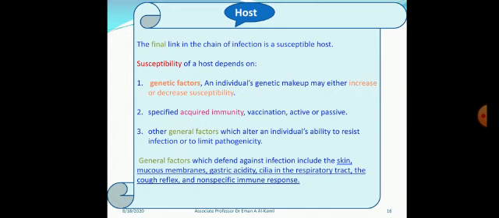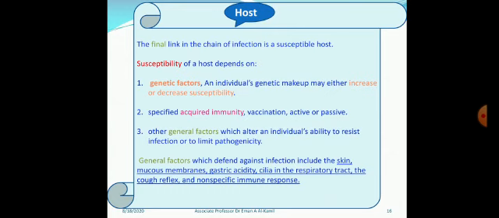The host. The final link in the chain of infection is a susceptible host. So the starting point is the portal of exit, then the mode of transmission, then the portal of entry, entering the susceptible host. The susceptibility of the host depends on many factors. There are many factors which make some individuals more susceptible to certain infections than other individuals.